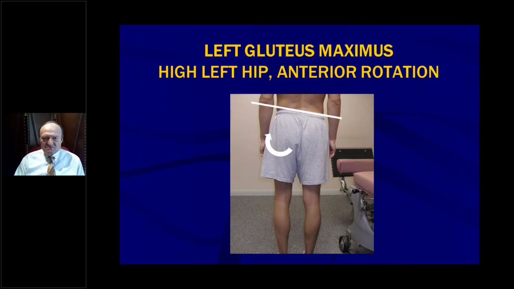High gluteus maximus. A left gluteus maximus would have a high left hip and anterior rotation, similar to the gluteus medius with a high left hip, but the buttock will rotate a little more anteriorly. You can see that if you look down from above at the patient: their buttock is a little more anterior on one side than the other.